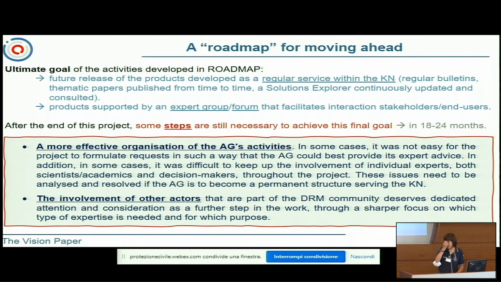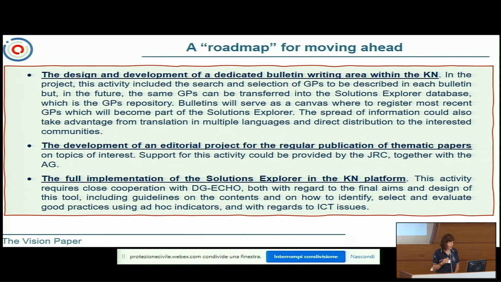And then a second point is the involvement of other actors. So we are scientists and decision makers, but we need to broaden the community. To have an effective functioning of the system, if we need a knowledge network, we would have a dedicated writing area for the bulletins, for instance. And we need to develop an editorial project for the thematic papers. It should be a series of books, for instance, something that's managed regularly. And we need also the full implementation of the Solutions Explorer in the platform to consult, to collect, to make this tool something that is very effective and consulted.